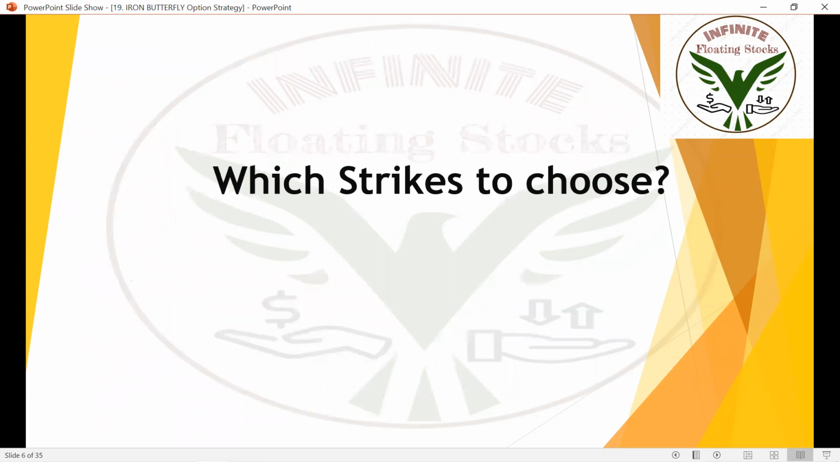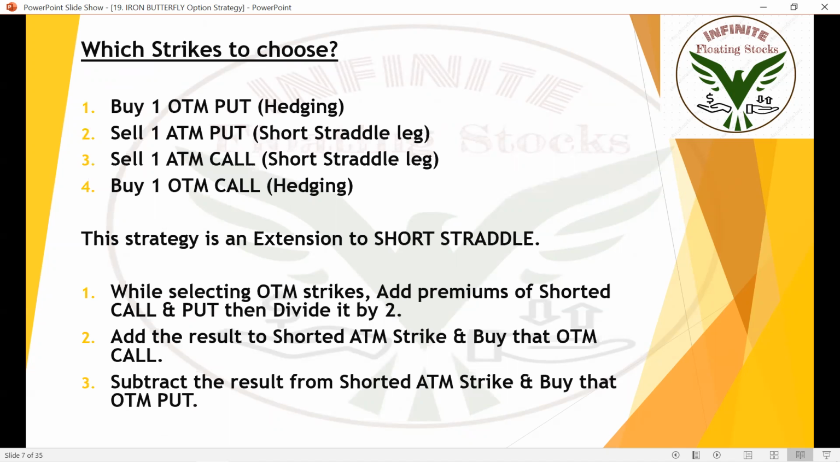Which strikes to choose? Just what I have shown you. You just need to sell the at the money call option and the at the money put option, which is nothing but our short straddle. Then you need to buy the upper break even call option and buy the lower break even put option. That's it. Pretty simple. We are selling the at the money put option and call option, which is the short straddle leg.